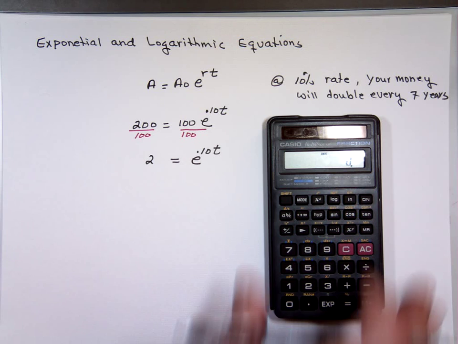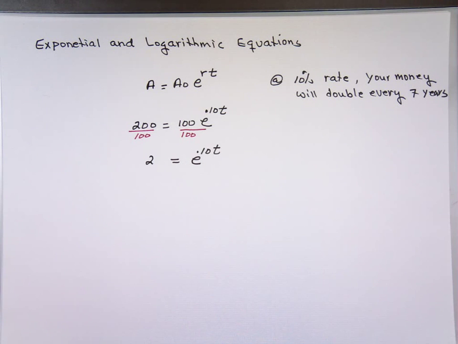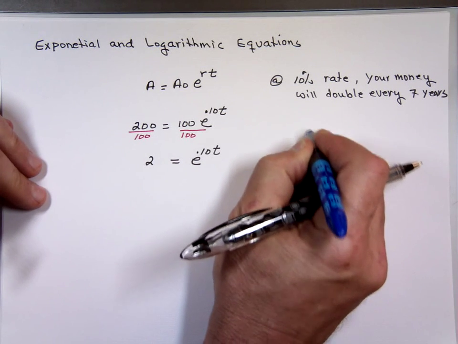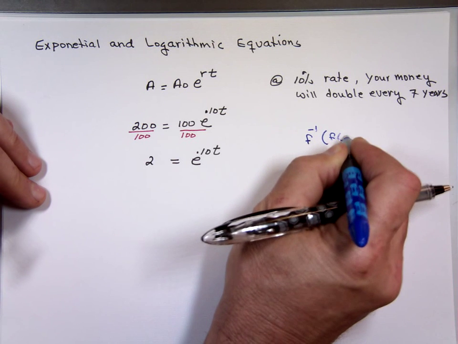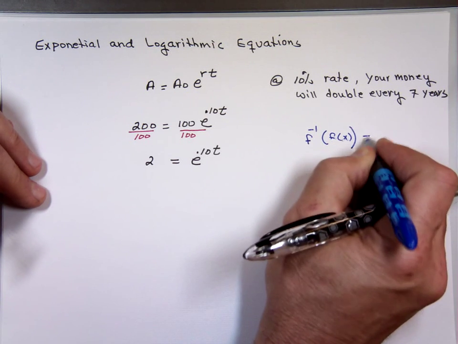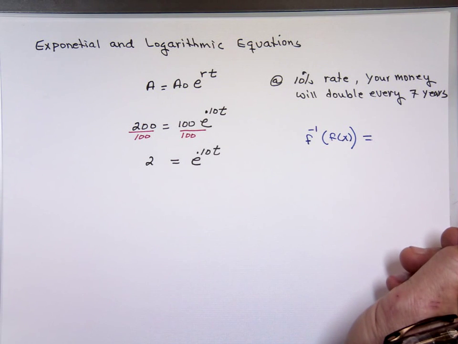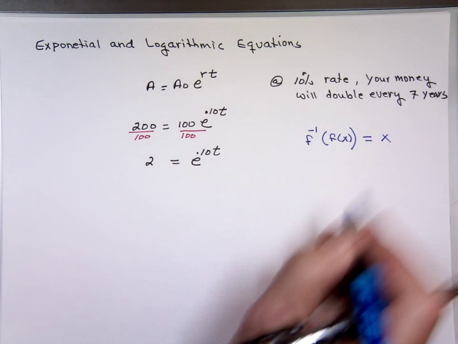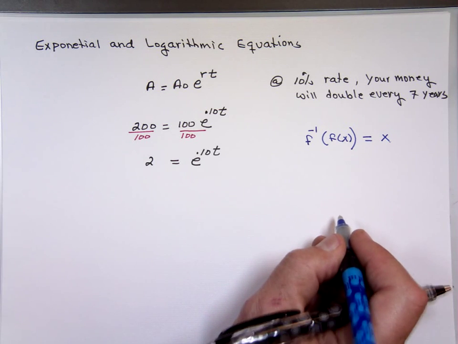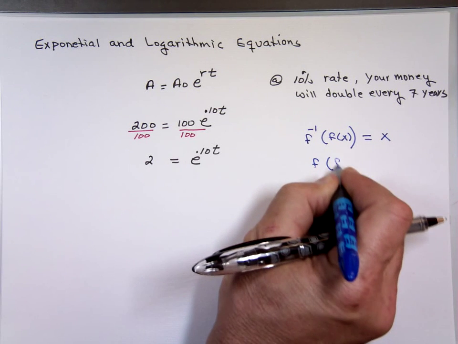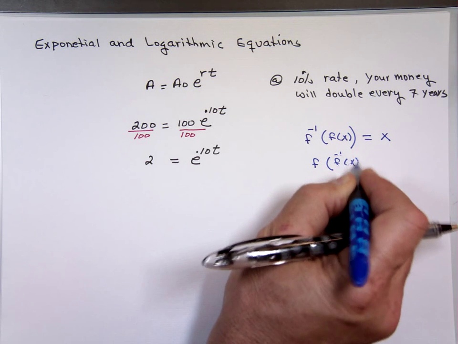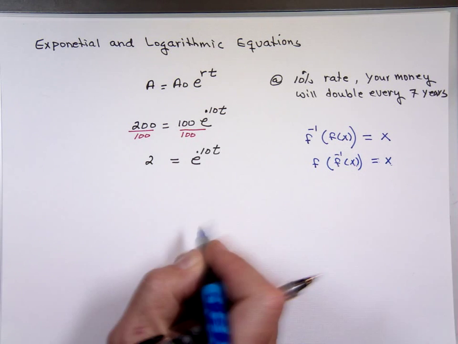Well, if you remember something about the inverse, if you take the inverse of a function, what's the answer to that? Or the function of the inverse. What do you think the answer to that is? Not 1 over f of x. Just x. The function and the inverse cancel each other out, and you get x.